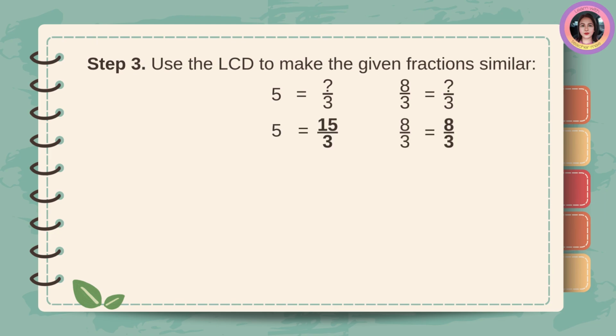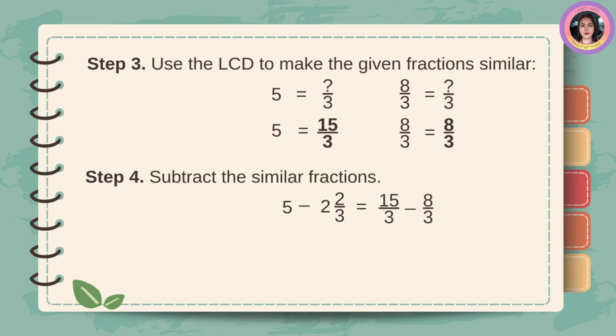Step 3, use the LCD to make the given fractions similar. The equivalent fraction of 5 is 15/3, and the equivalent fraction of 8/3 is 8/3. Step 4, subtract the similar fractions. 5 minus 2 and 2/3 is equal to 15/3 minus 8/3. Subtract the numerator 15 and 8. 15 minus 8 is 7. Then copy the denominator 3. The answer is 7/3 or 2 and 1/3.